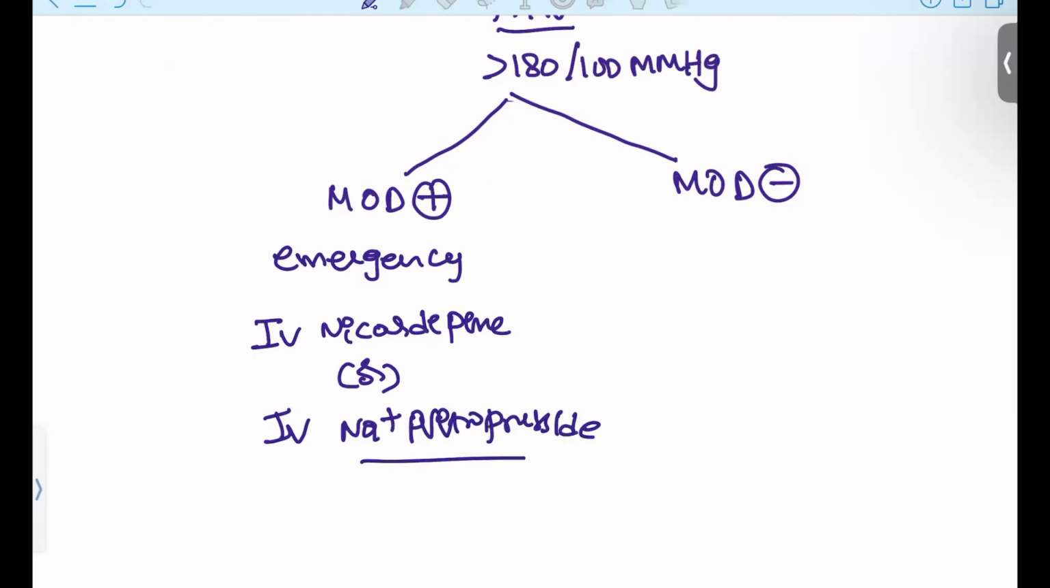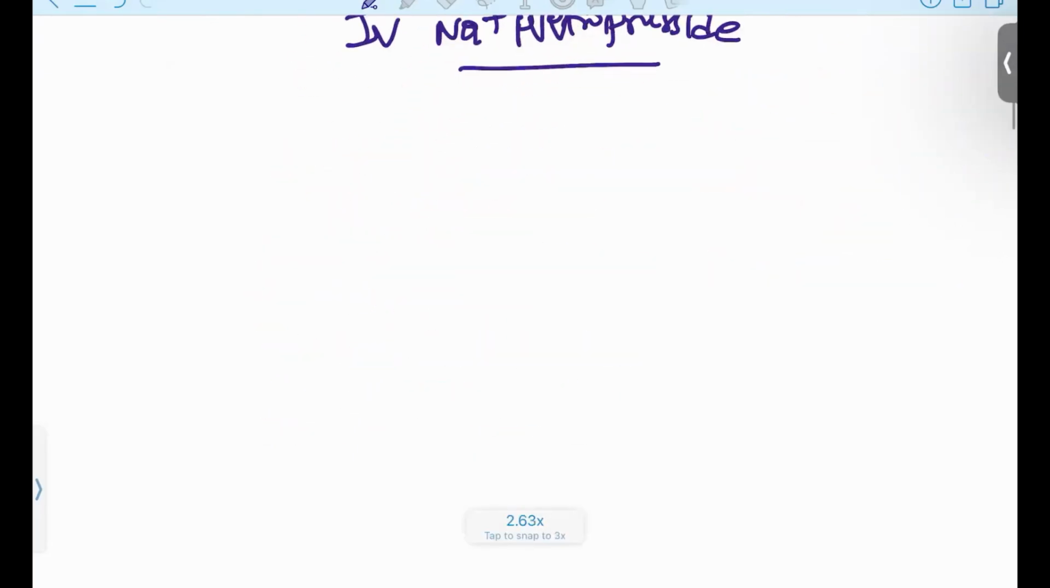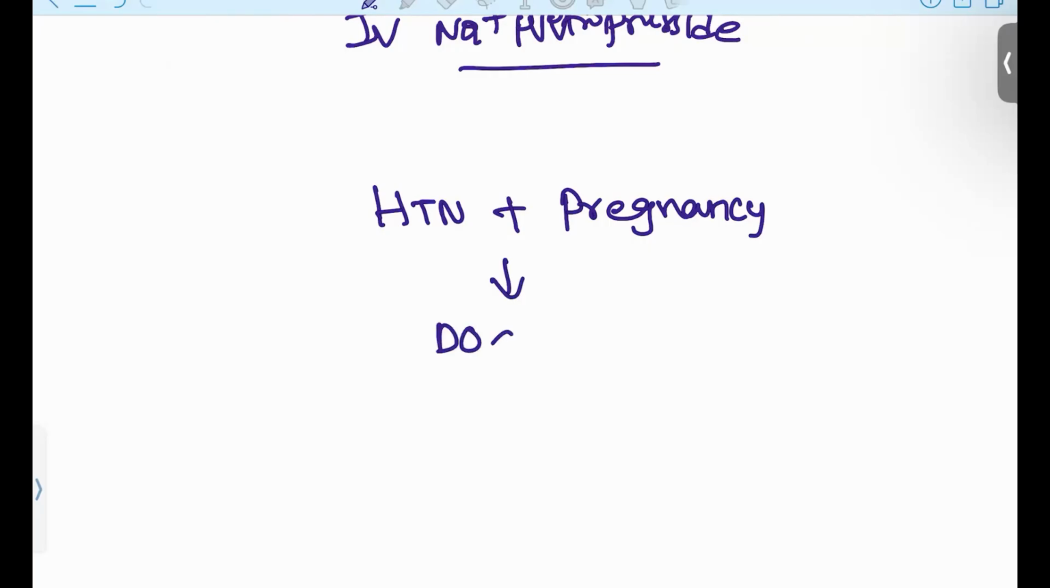And patients who do not have any comorbidities or organ dysfunction, then you can give an oral drug because this is considered to be an urgency only. What is the drug? Clonidine can be given for this patient. Okay, but it will change in patients suffering from hypertension in pregnancy. These patients, whether the patient has an emergency or an urgency, you can go for labetalol. Immediately you can give this drug of choice for this patient.